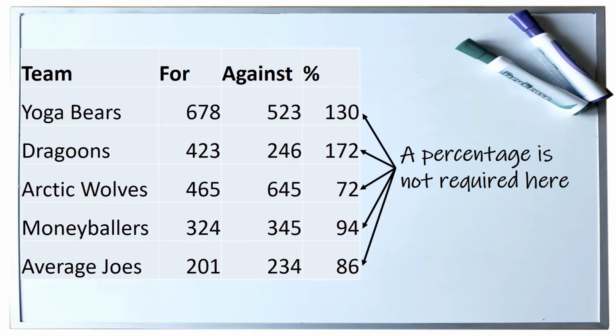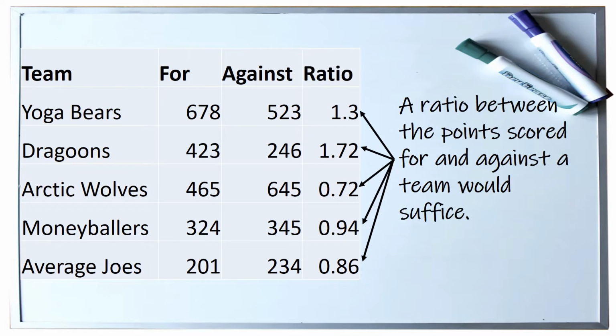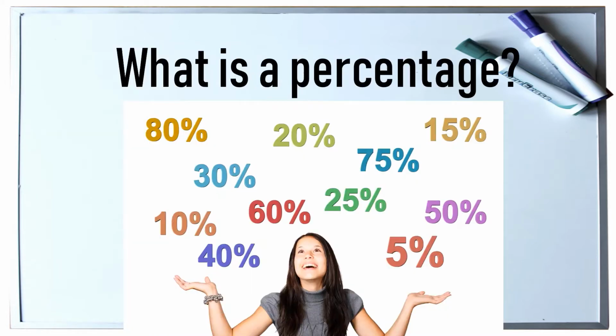So here we have some teams and we've got the percentage worked out. But really a ratio between the points scored for and against would suffice. But what is a percentage?